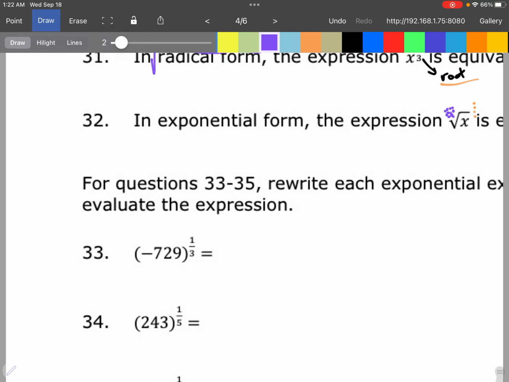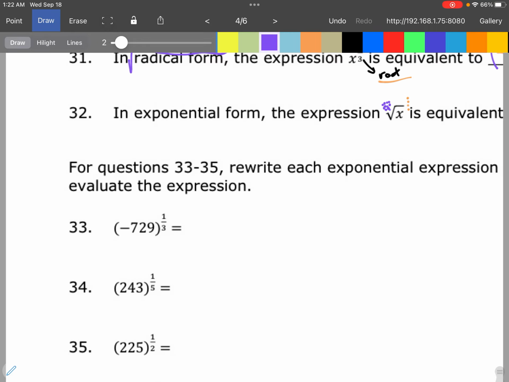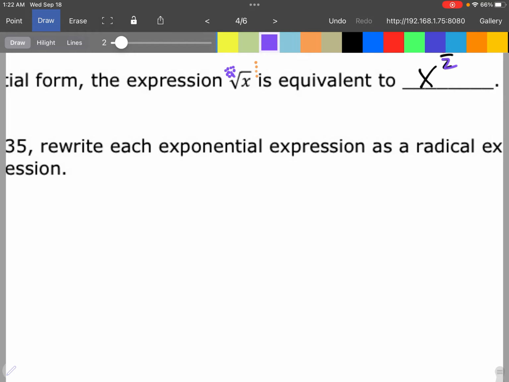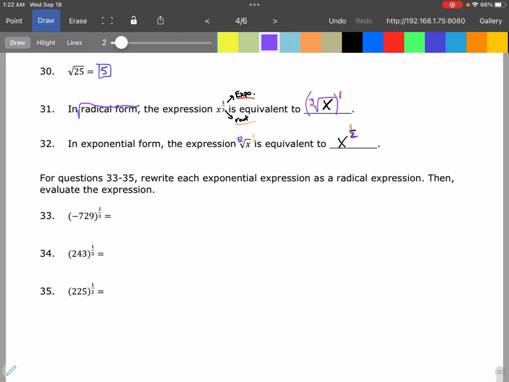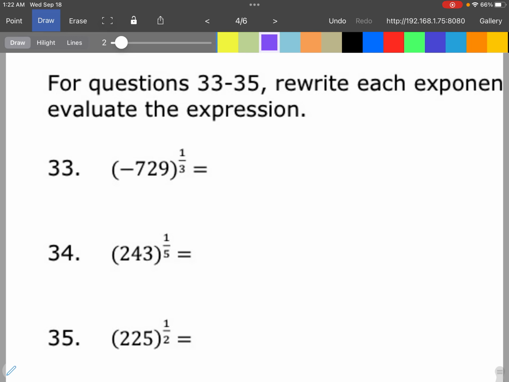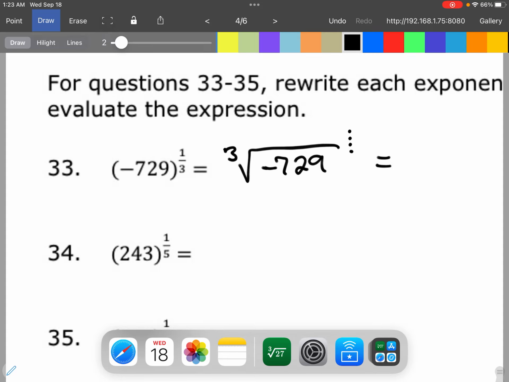Now, here we go for these 3 questions. Rewrite each exponential expression as a radical expression, then evaluate the expression. Easy money. 3 goes here, and you can put that invisible 1 if you want to on the outside. Negative 729, this is how it would look. And then we can just type it into the calculator because that's what we do, man.